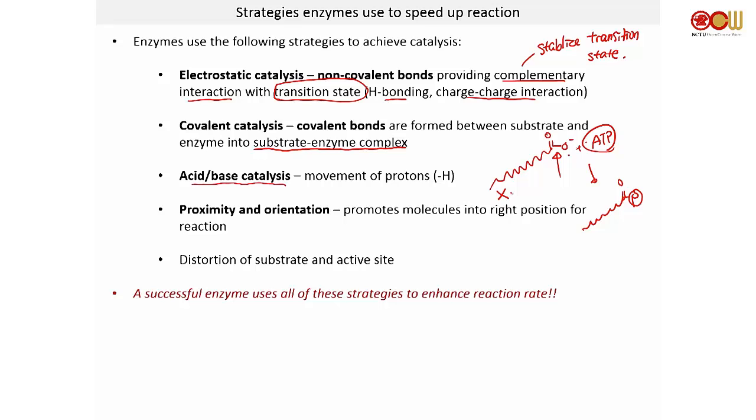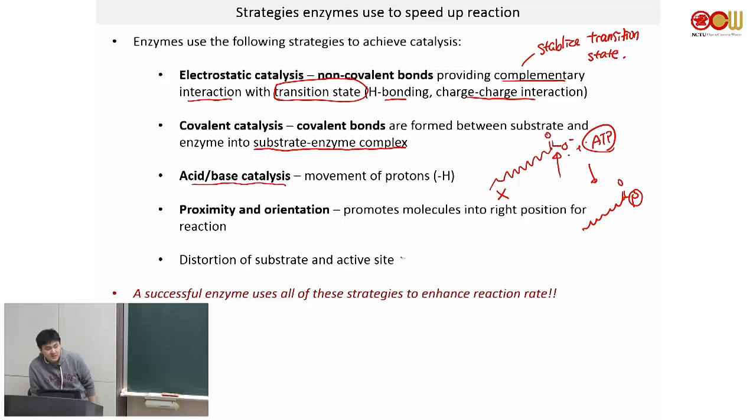And then we also have distortion of the substrate and the active site. So that's the induced fit model right there. A good enzyme, a successful enzyme, will use all of these strategies to enhance the reaction rate. The example that we're going to talk about, chymotrypsin, will use essentially all of this. A good enzyme uses all of that. Minimally, what's the minimal that an enzyme has to use? Proximity and orientation. That's like the minimum.